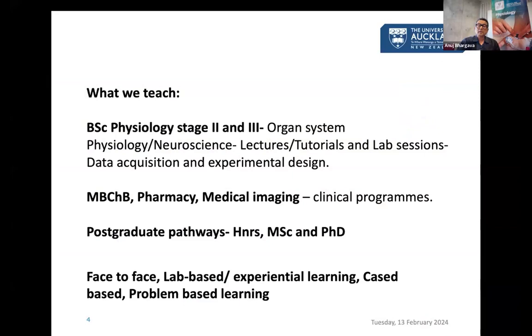What we teach at the Department of Physiology, we teach a whole group of courses, but mainly our stage 2 and 3 physiology courses, which is organ system physiology, integrative physiology, neuroscience, and we teach by means of either lectures or tutorials, and also very importantly, lab sessions, which are usually between 2 to 3 hours. The key aspects of lab sessions are data acquisition, understanding what that data means, and then also thinking about experimental designs, because we want our students to think about research as an option as well.